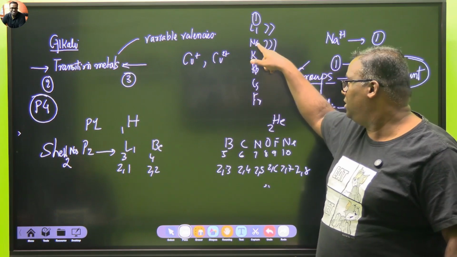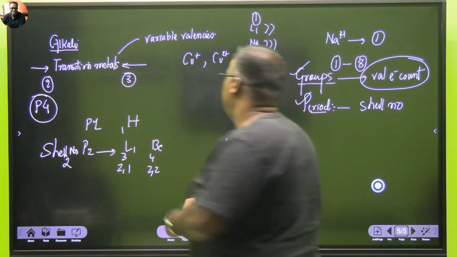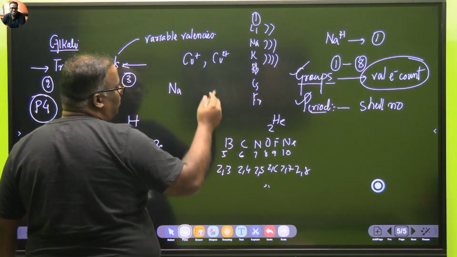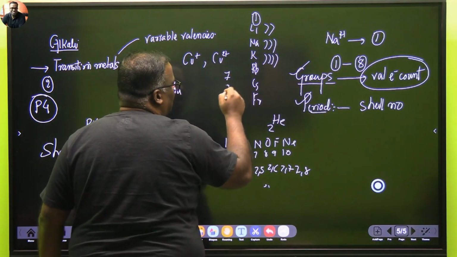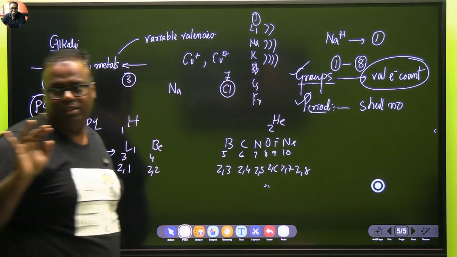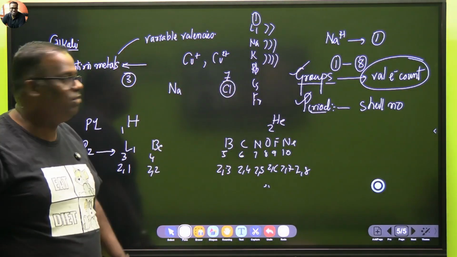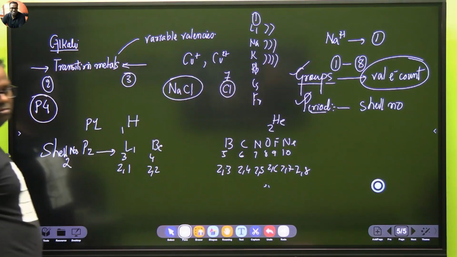So if you know this one's chemical nature, what is the chemical nature of sodium? I know that, sir, sodium will always link with a halogen. Halogen is who? Group 7. Let me take one halogen, say chlorine. Can you predict the compound of sodium with chlorine? Sir, I can predict it. It is NaCl. Very good.